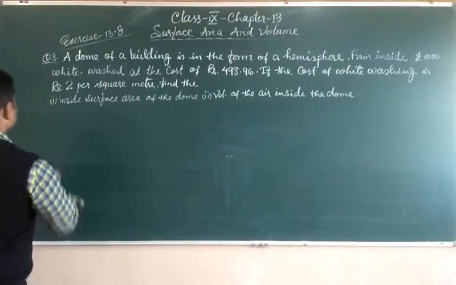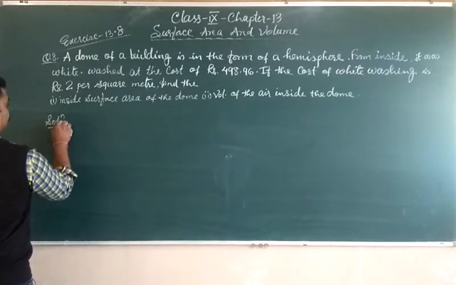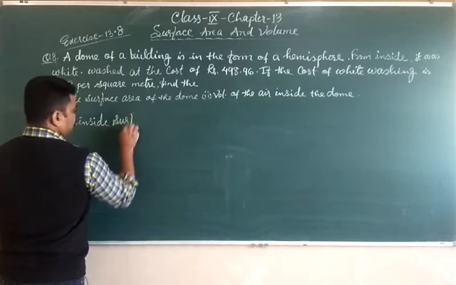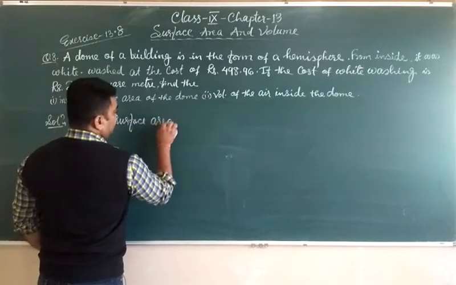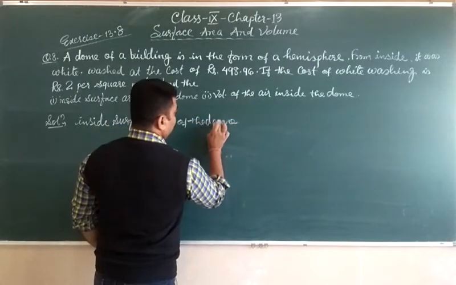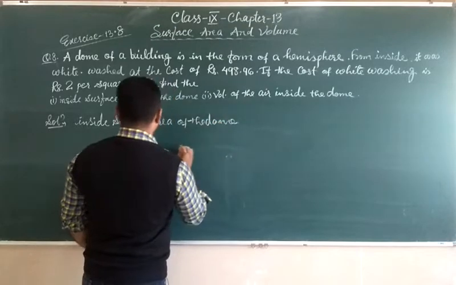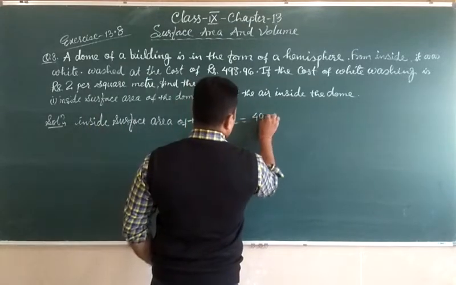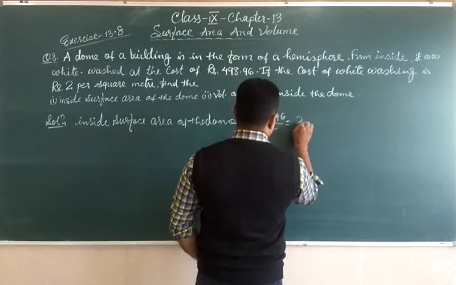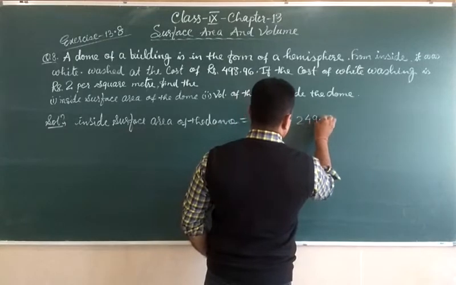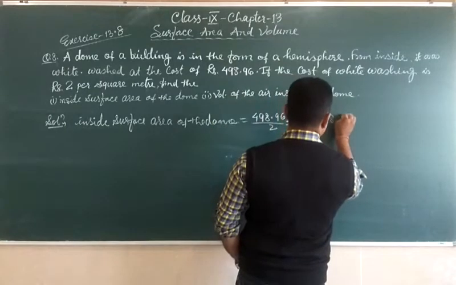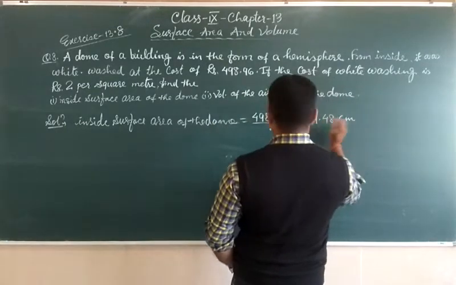First part, inside surface area of the dome is equal to 498.96 upon 2, that is 249.48 meter square.